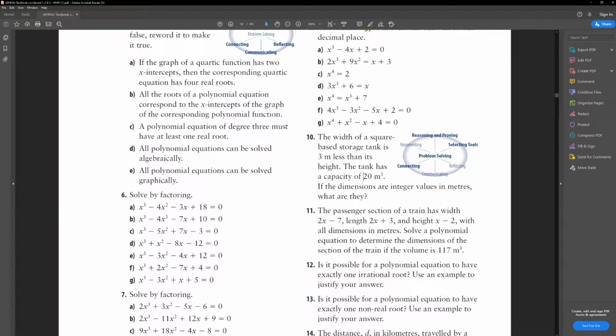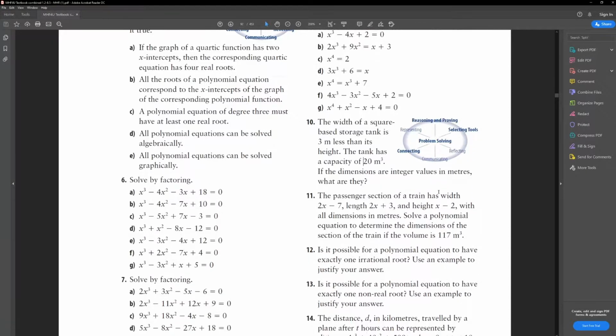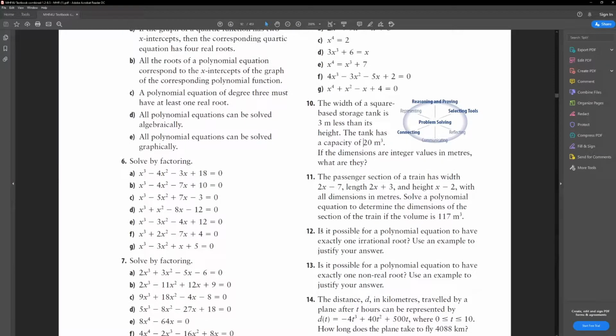Then we have 12. So for 12, what we get is actually the passenger section of the train has the width. Oh, sorry, no, that's not 12. Is it possible for a polynomial equation to have exactly one irrational root?